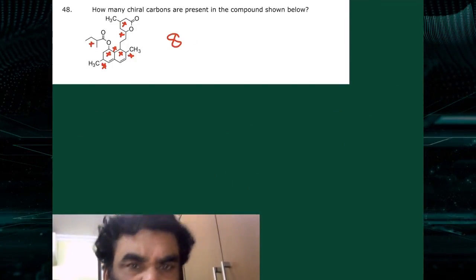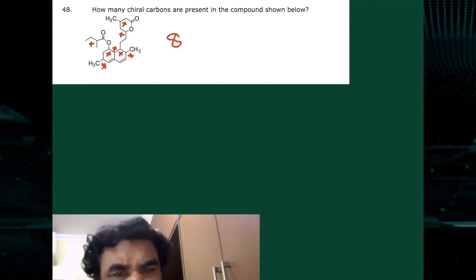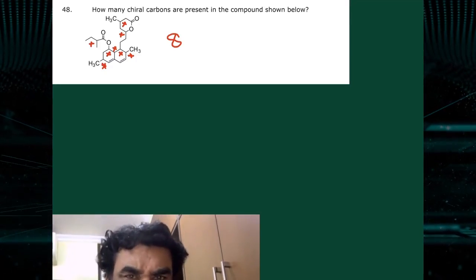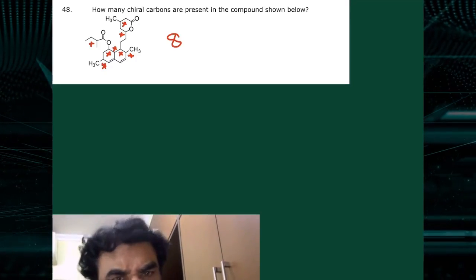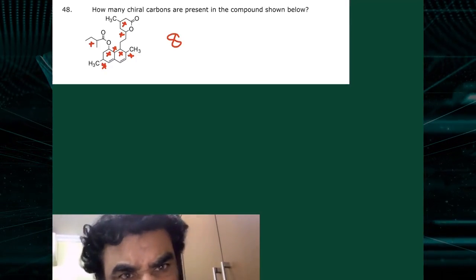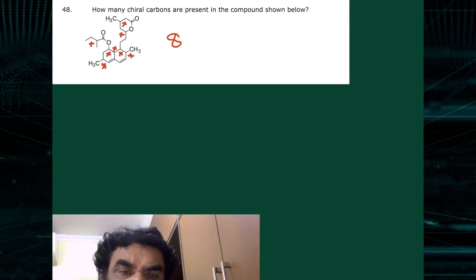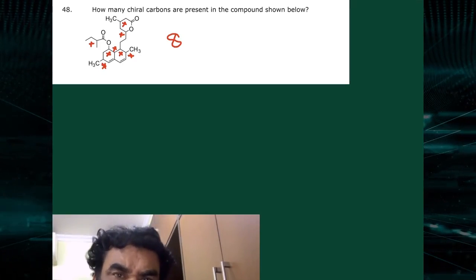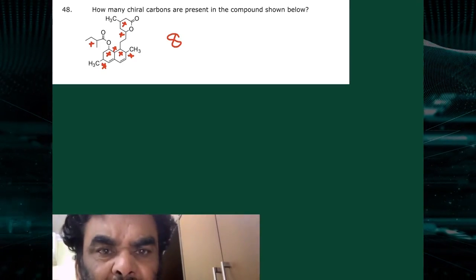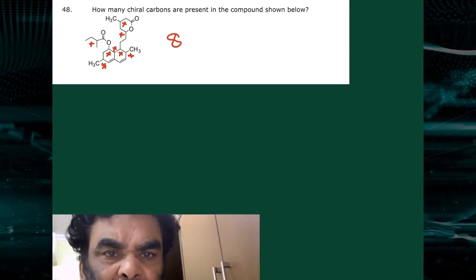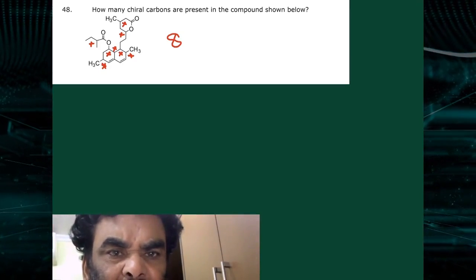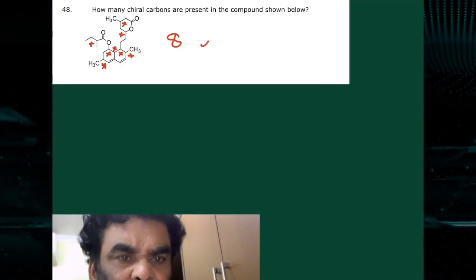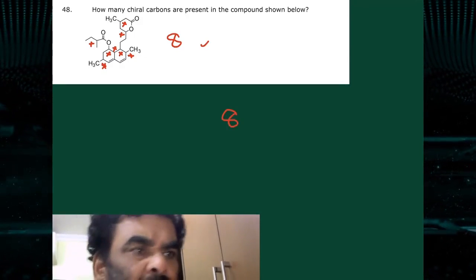Therefore 8 is the answer. Here it is very simple, a molecule is given and it is asking to find the number of chiral centers in the molecule. So all the starred centers are chiral centers. You check with the red spots. This is chiral, this is chiral, this is a chiral center, this is a chiral center. If you count the red points, 8, that is the correct option.